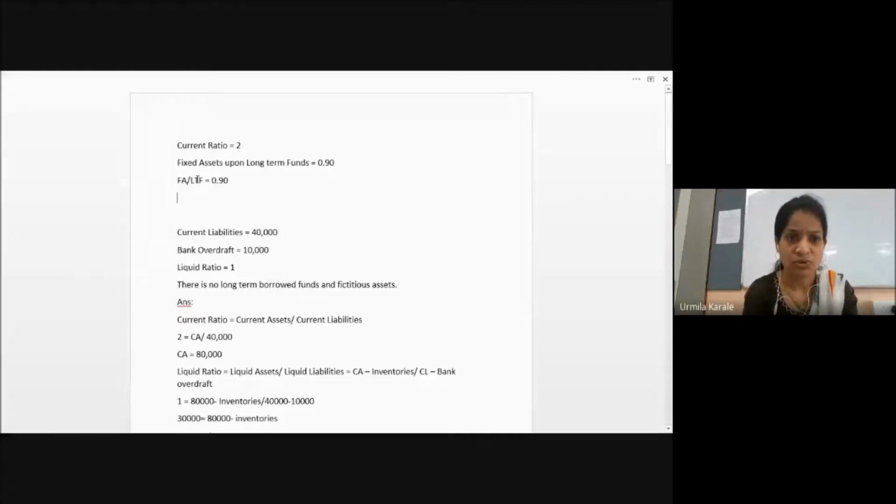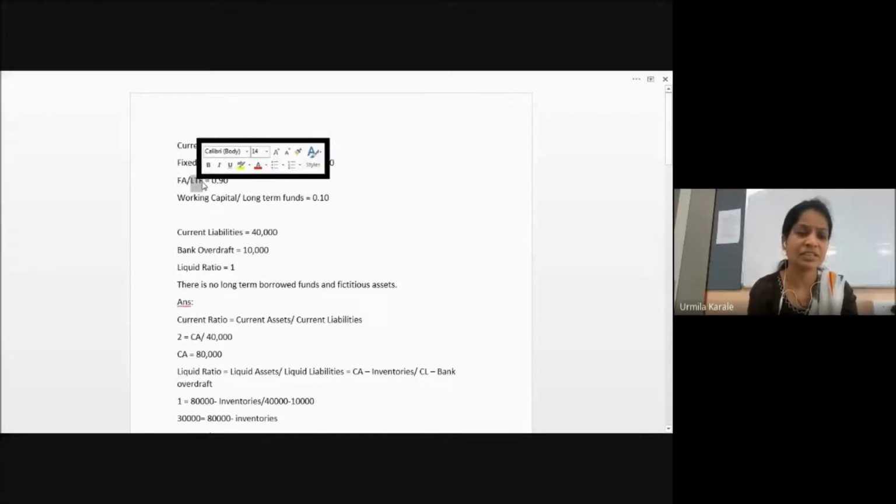So out of long-term funds, if fixed assets is 0.90, then out of long-term funds, working capital is 0.10. That is what we are going to make an equation. Working capital out of long-term funds equals 0.10. Now, how have you got this? Long-term funds, if you take them as 100%, out of that 90 is fixed assets, then the remaining is working capital, and remaining means 0.10, right? Now, this equation you have got, now you can solve this equation. Working capital, do you know it here? Right now, you don't have the amount. First, try and find out working capital.